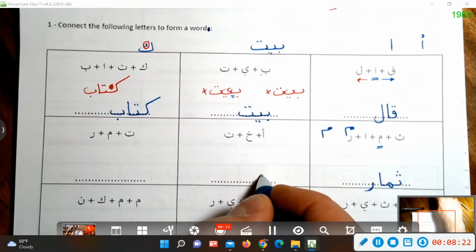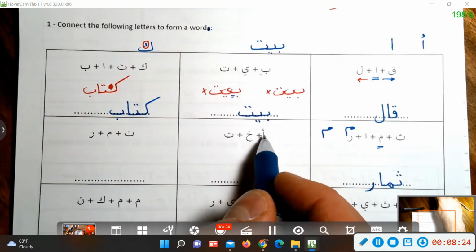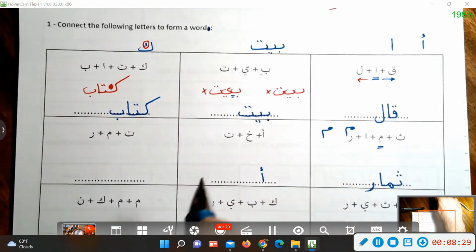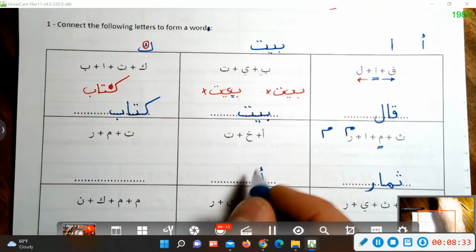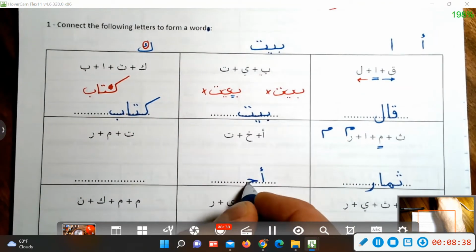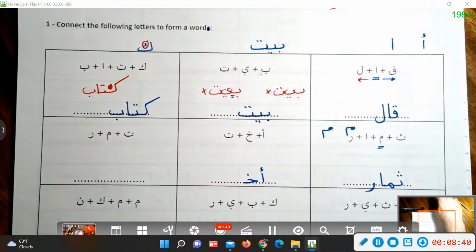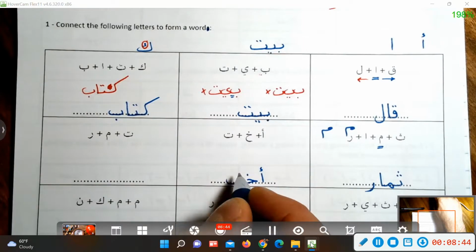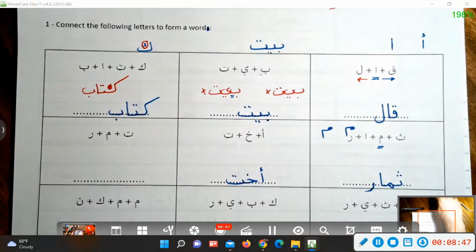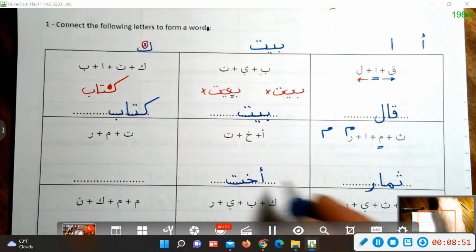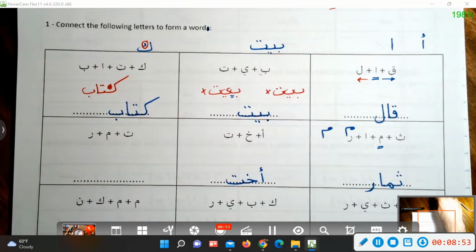Ukht, alif. Now this is alif, regular alif, not alif mad because it has the hamza. Kha, again, like any other letter, you have to keep the head and forget about the tail. So this is kha. Ta is connected with the kha. It keeps its shape because it's at the end. She doesn't need to connect with anything, so you keep it like this. This is ukht, a sister.